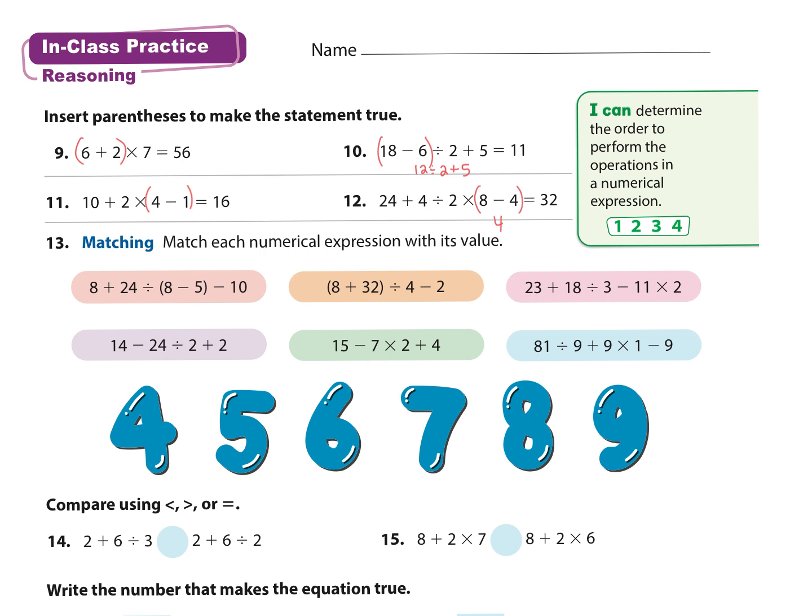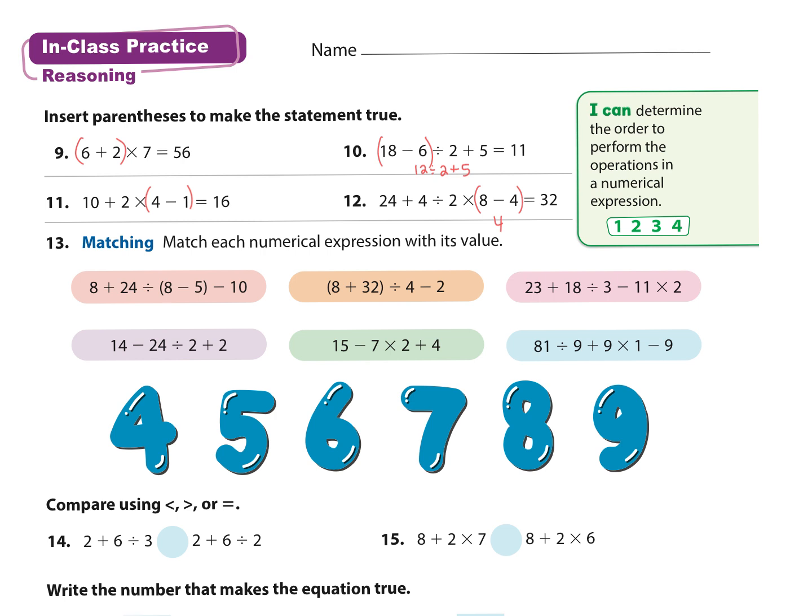24 plus 4. Ooh. Division. So I would do 4 divided by 2, which is 2. And then 2 times 4, which is 8. And then 8 plus 24 equals 32. So does that work? Yes, it does. Very good.